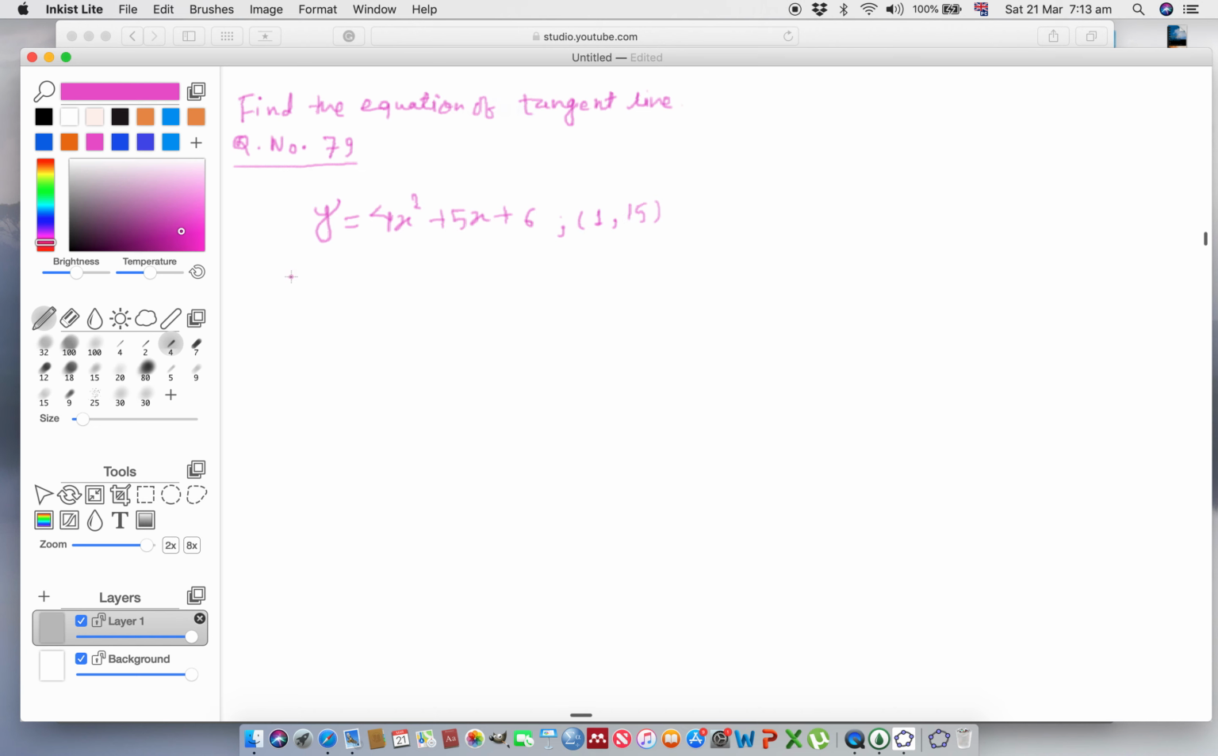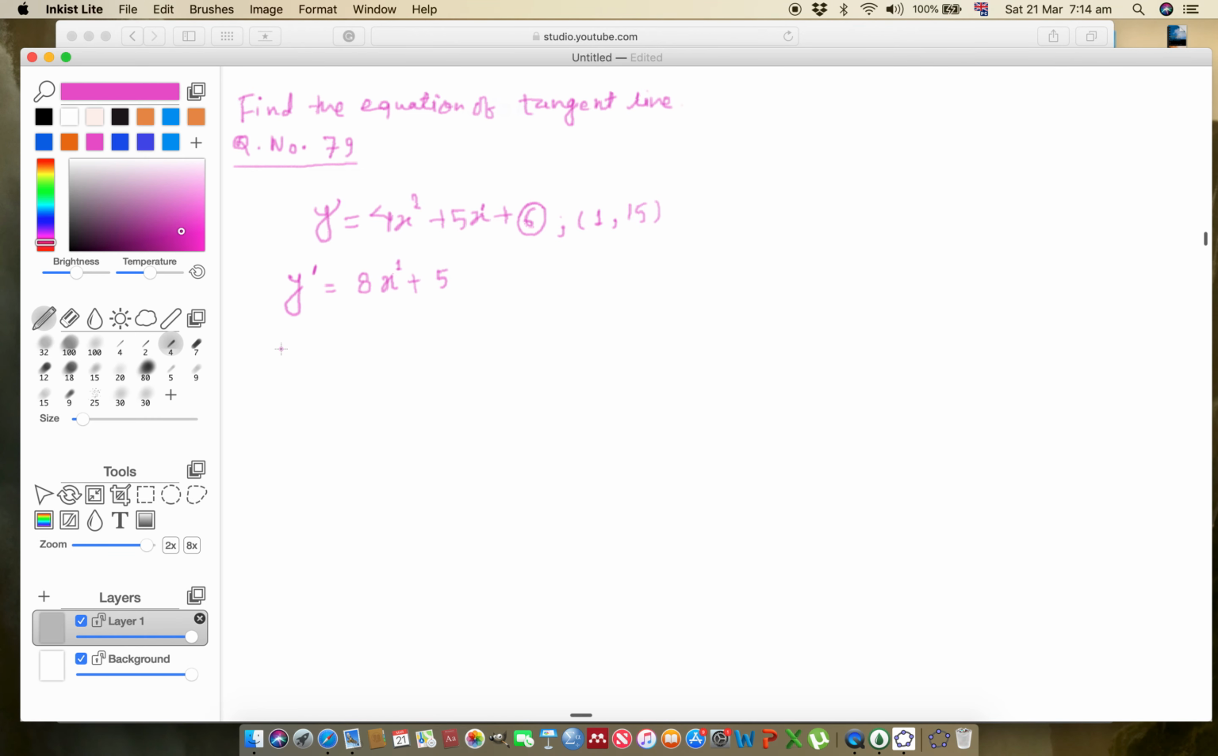For this, first of all, we have to find the first derivative, that is y prime, is equal to 4 times 2 is 8, and x to the power 2 minus 1 is x to the power 1, by using the power rule, plus 5 times 1 is 5 and x to the power 0 is 1, so no need to write it, and the derivative of the constant 6 is 0. So y prime is equal to 8x plus 5. This is the first derivative of the given equation, and we can rewrite it as dy over dx.